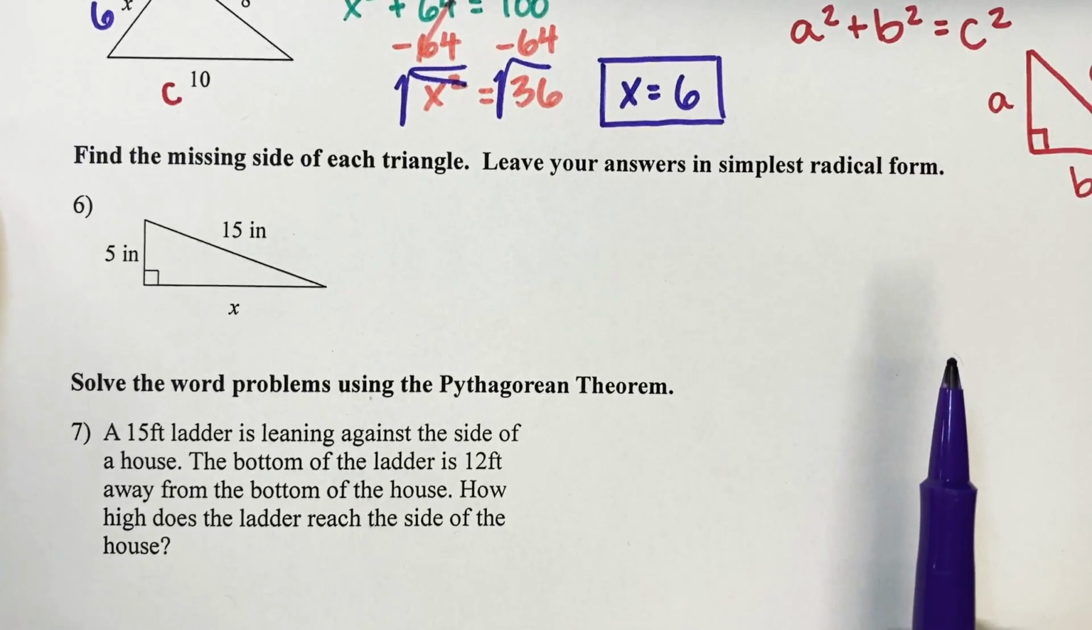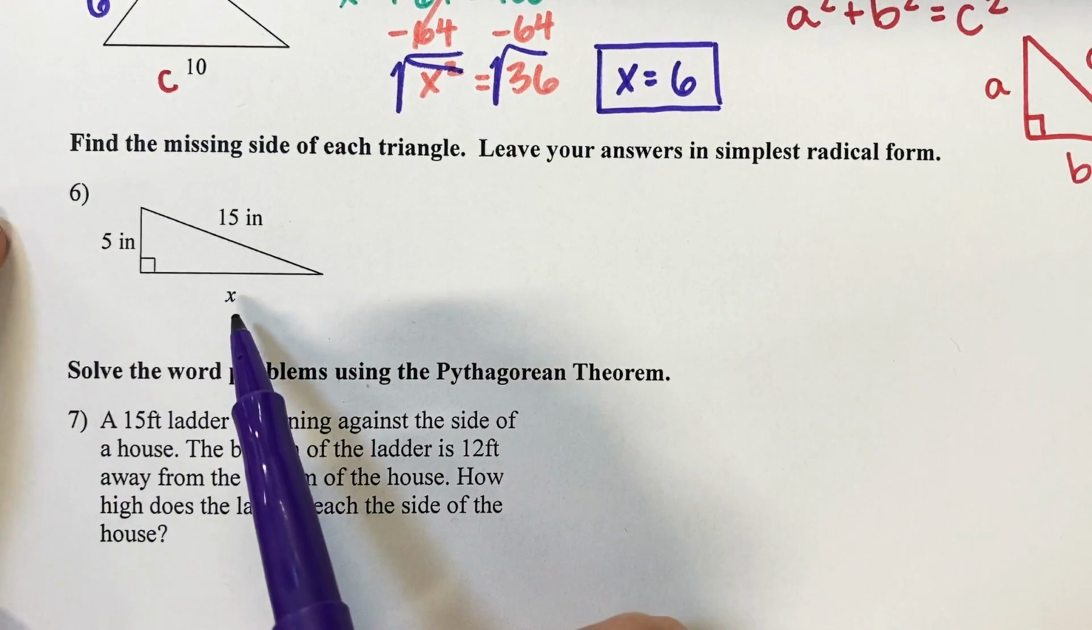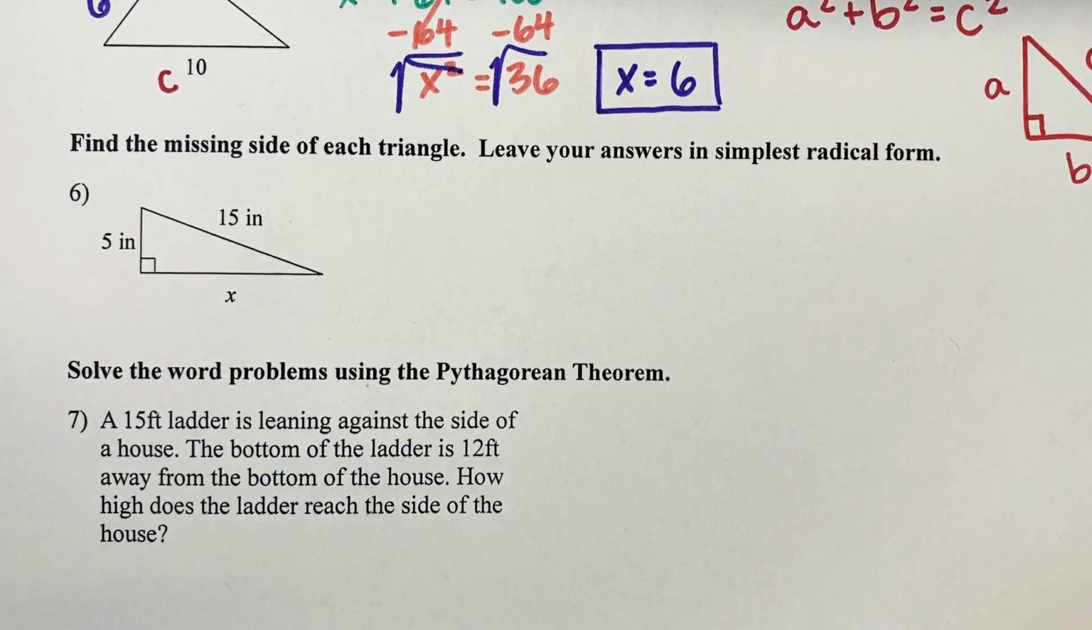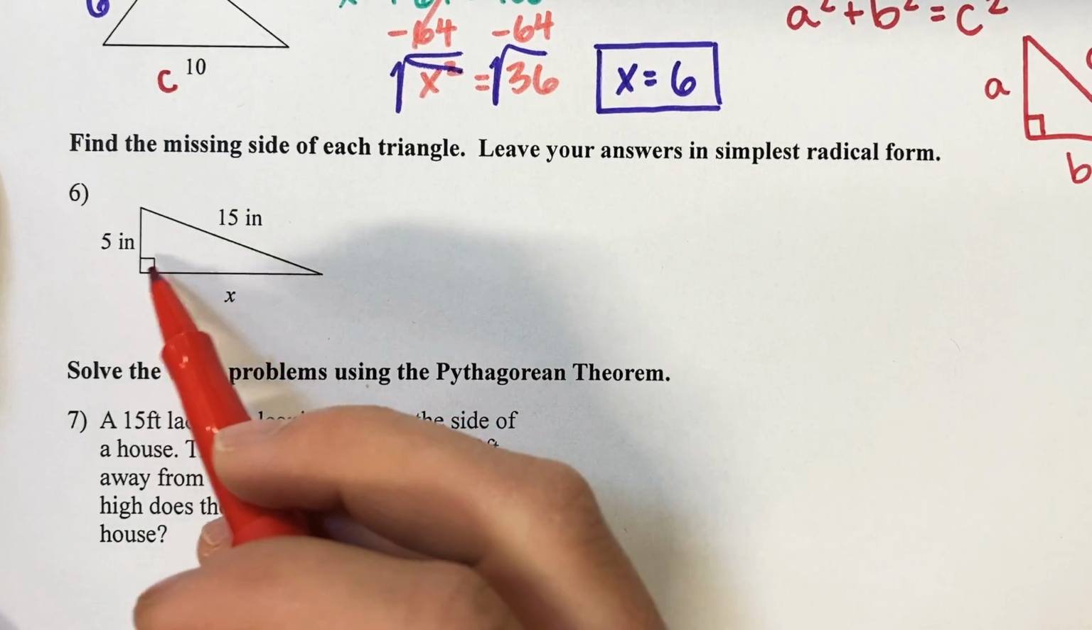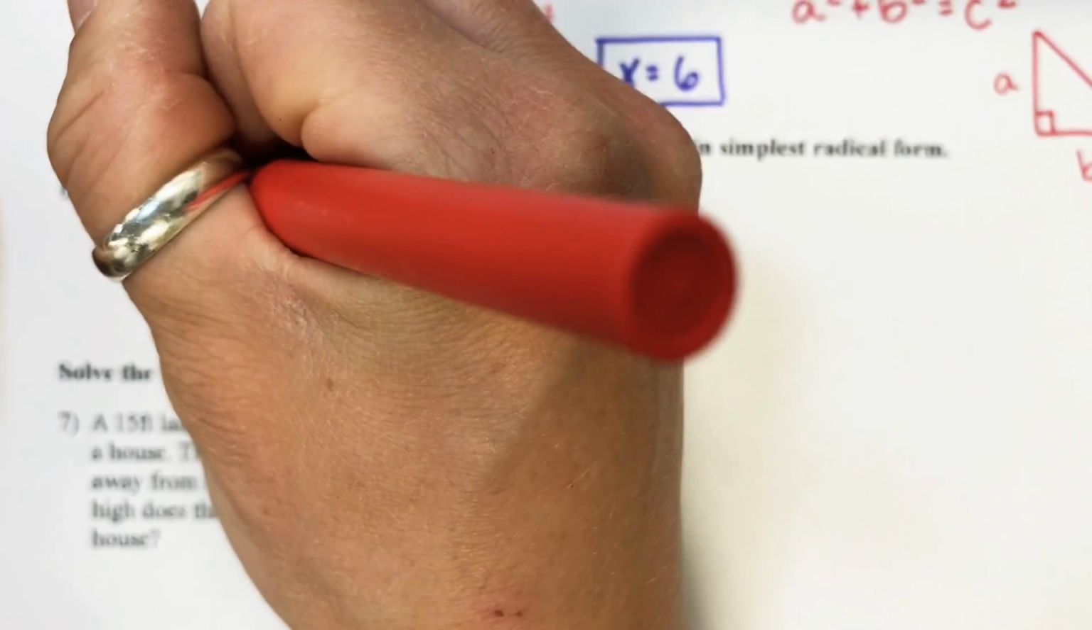Number 6, we might not get a nice pretty number, and that's okay. We're going to start it the exact same way. So we need to identify in number 6 our A, our B, and our C. What is my A, B, and C? I know that my C is 15. It's always across from my right angle.